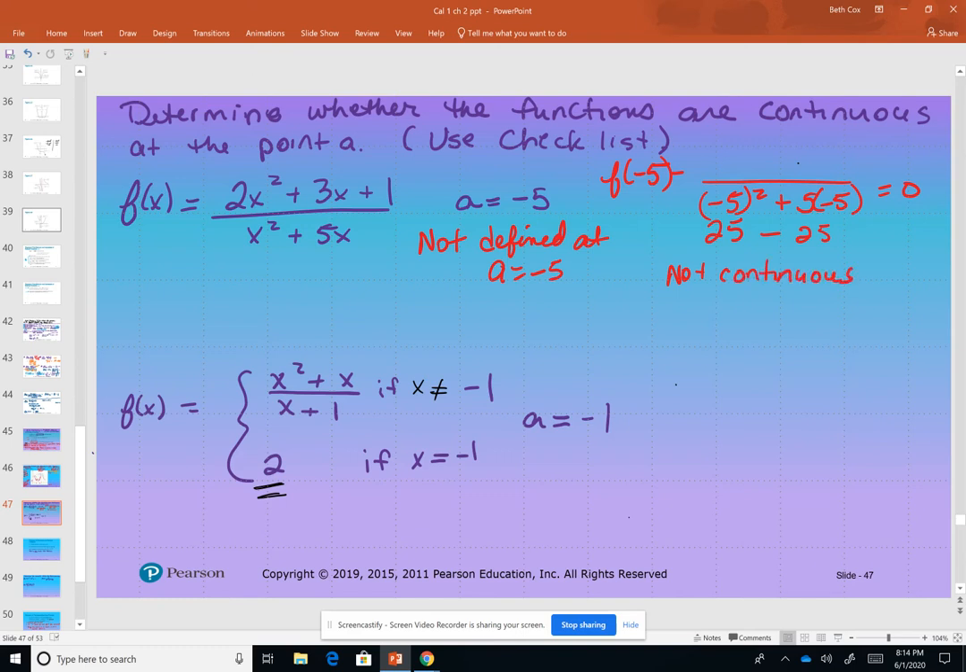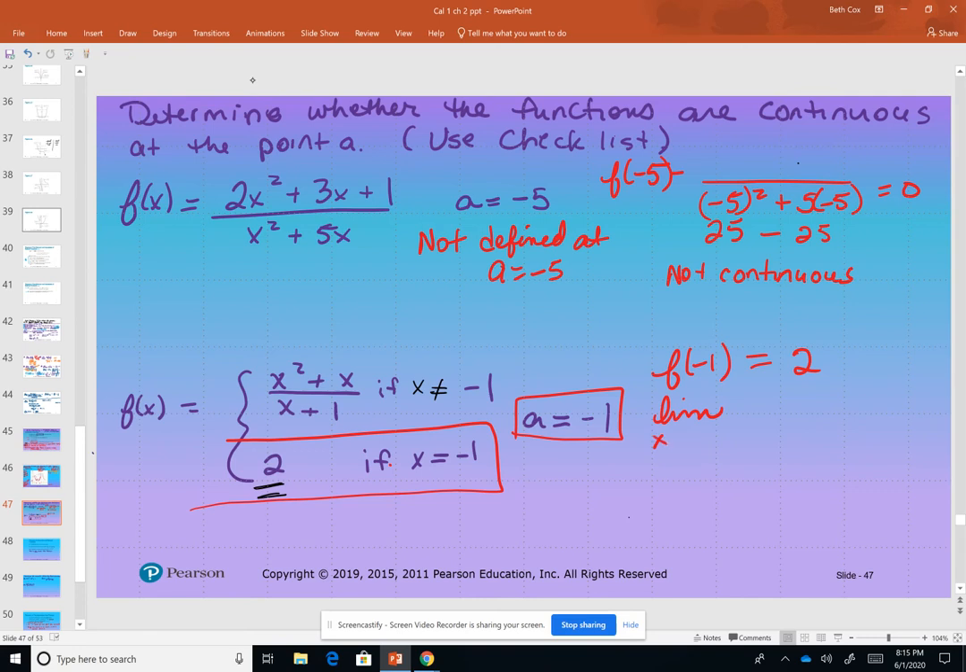So now this next one's going to be a little trickier, because we have a piecewise function. So let's not forget what a piecewise function means. Here we have a is negative 1. So we want to do f of negative 1. Well, it is defined. If x is negative 1, then the function value is 2. So it is defined. So then we've got to do the limit.